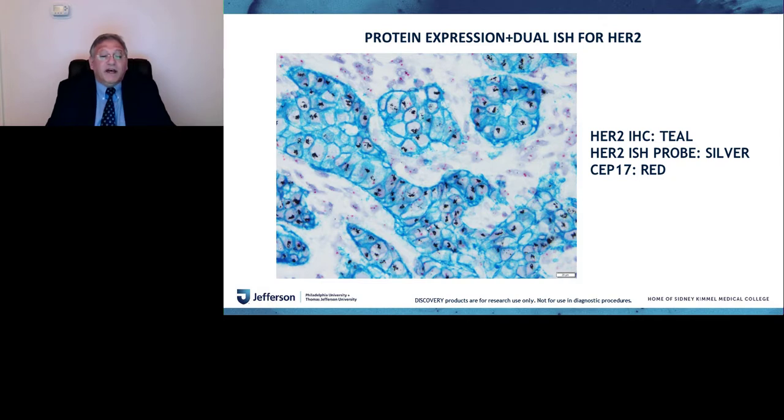You can save time, and you can actually see exactly where the questionable +2 cells are and identify the amplification of the HER2 if it's present or not present. So protein together with the dual in situ hybridization.